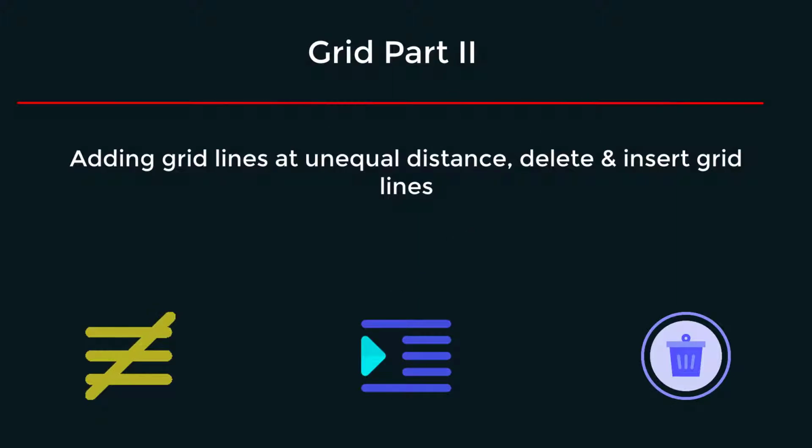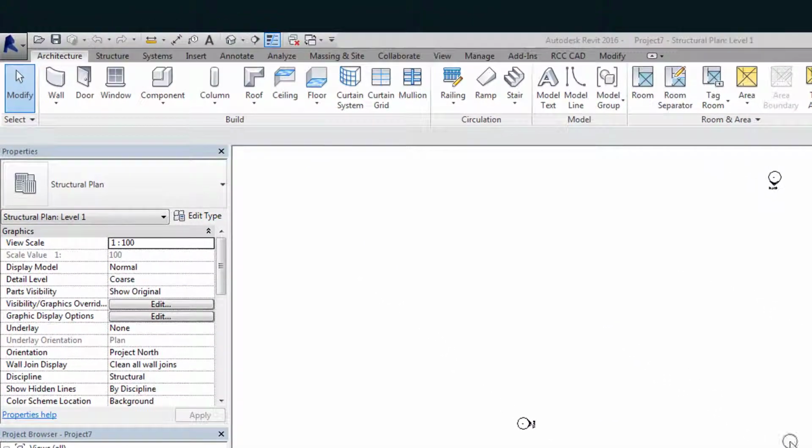We will see how to add grid lines at an unequal distance, how to insert and delete grid lines. Let us place grid lines at unequal distances. Open the Grid dialog box by clicking the RCC CAD tab and Grid tool respectively.